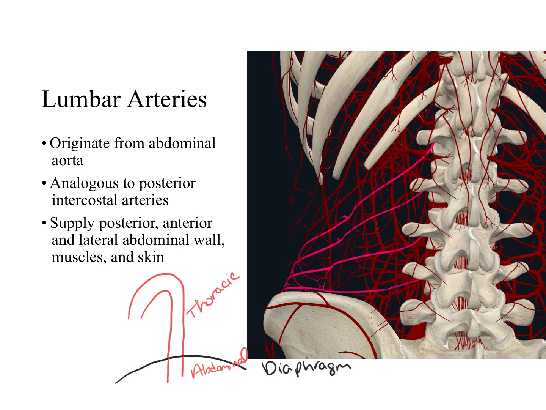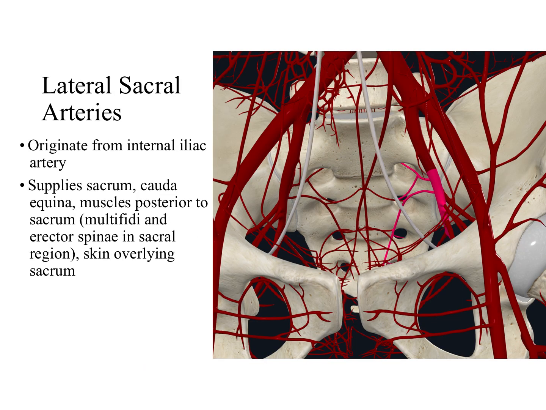And so the lumbar arteries come off of that abdominal aorta, and they supply the posterior, anterior, and lateral abdominal wall, as well as the muscles and the skin. Finally, we have the lateral sacral arteries, and they originate from the internal iliac artery. The internal iliac artery comes from the common iliac artery.